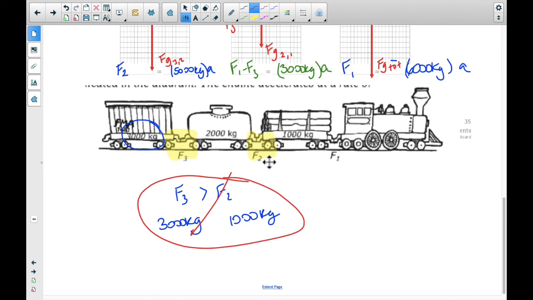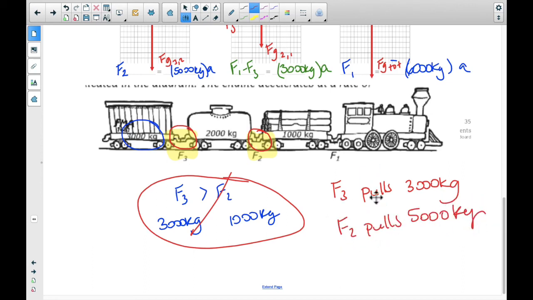Because let's actually look at what's going on here. This cable, it's pulling, right? How much is it pulling? Well, it's pulling 3,000 kilograms. How much is this one pulling? Is it pulling 1,000 kilograms? No, it's not. It's pulling 5,000 kilograms, right? It has the 2 and the 3 that it's pulling along. So this one is actually higher. The force in this one is higher. The tension in this one is higher.